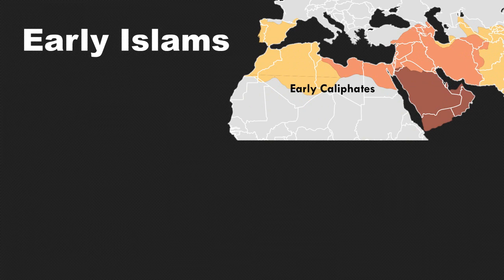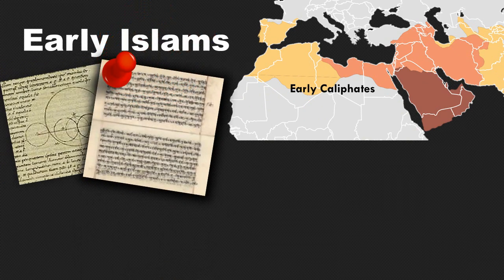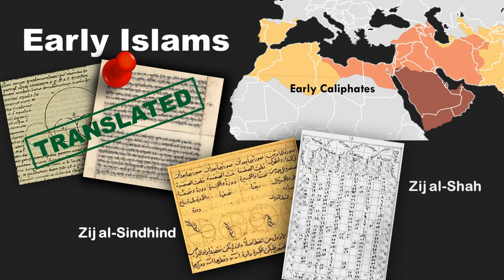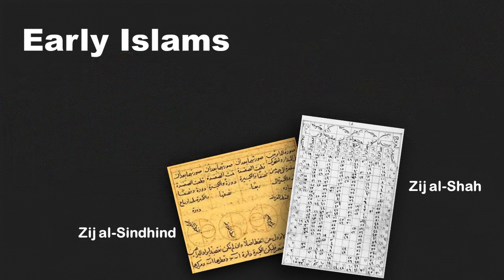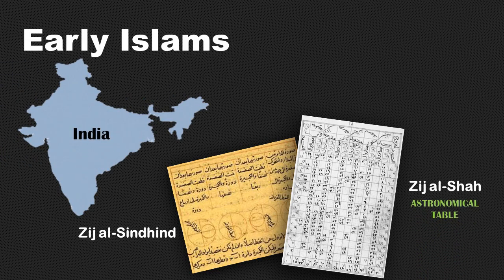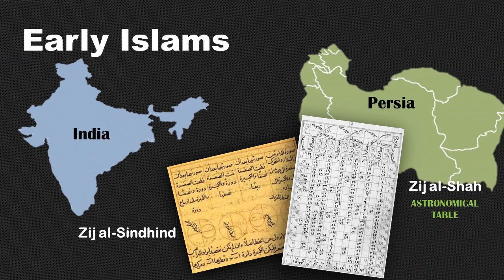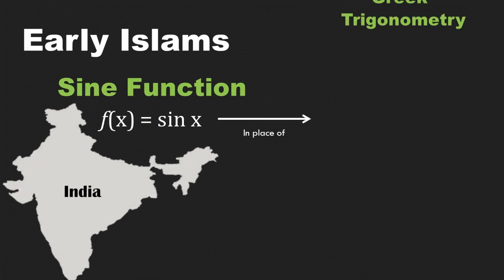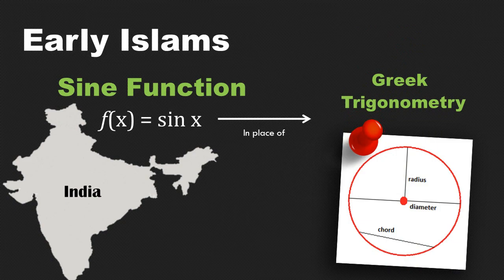During the early caliphates, the knowledge of Hellenistic and Indian astronomy started to be absorbed by the Arabs and translated into their language. Zij al-Sindhind and Zij al-Shah are works related to astronomy, where Zij al-Sindhind came from India, while Zij al-Shah is an astronomical table that came from Persia, and both were translated into their language. During this period, Arabs adopted the sine function from India, replacing the Greek trigonometry, where they used the chords of the arc.